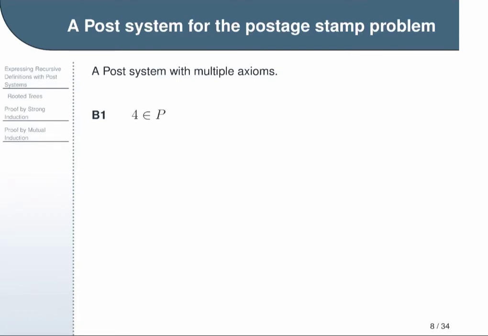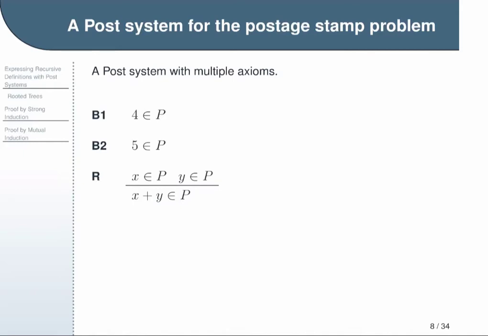We say, for our first axiom, the number 4 is in our set. Our set is called P here. And then we say the number 5 is also in the set. That's our second axiom. And then based on those two axioms, we have a very similar production rule from the previous example. We say if x and y are elements of P, then x plus y is in P.